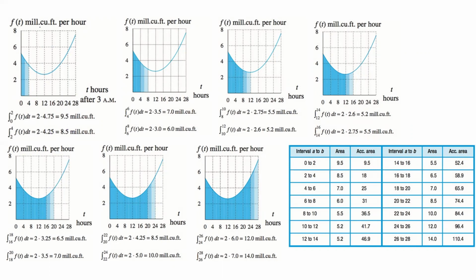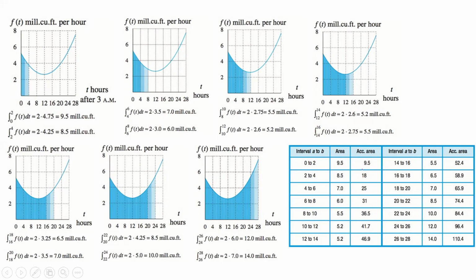Now, what we're going to do is take this information and plug it into a table. So we're looking at the interval from A to B. The first one we did from 0 to 2, the second one from 2 to 4. From 0 to 2, we found it was 9.5 million cubic feet, and so our accumulated area at that point is 9.5. Then we went from 2 to 4, and we found it was 8.5. So we add 8.5 to our 9.5, and we get 18 million cubic feet for the accumulated area.